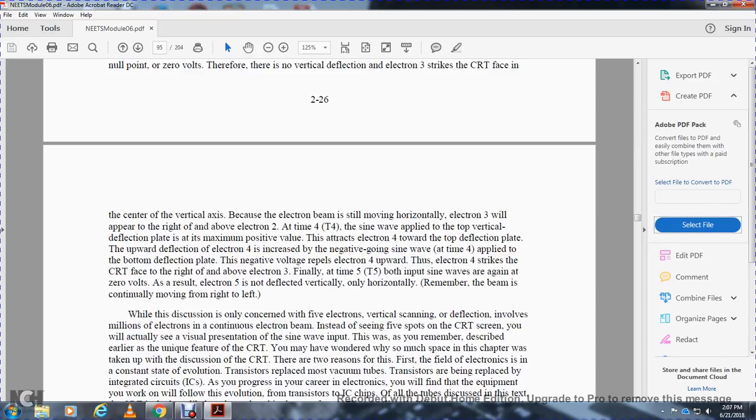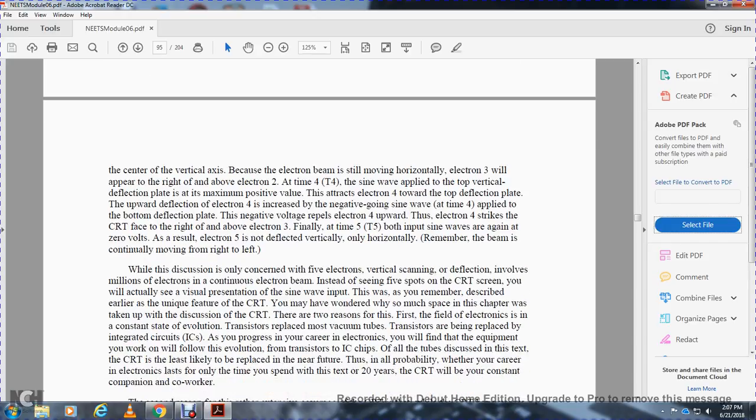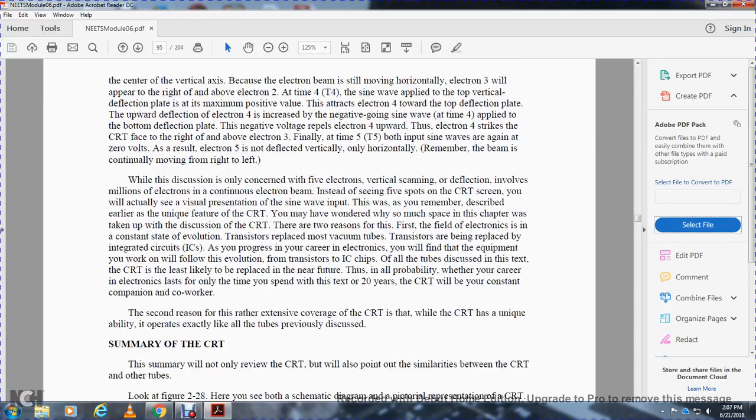At the final time, time 5, both inputs have the sine wave again at zero voltage, so the electron is not deflected vertically. Remember, the beam is continually moving from left to right. The discussion was only concerned with 5 electrons, but the scan actually involves millions of electrons. With a continuous electron beam, instead of seeing 5 spots on the cathode ray tube, you will actually see a visual presentation of the sine wave input.